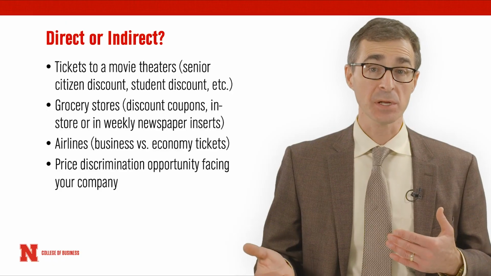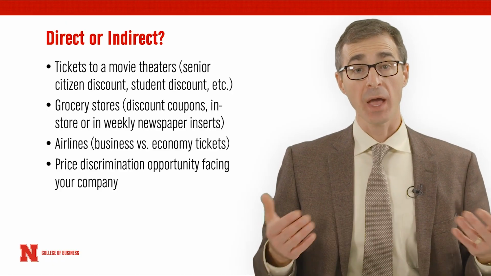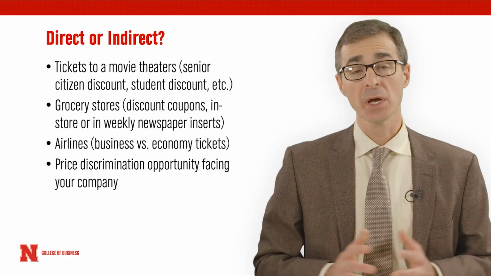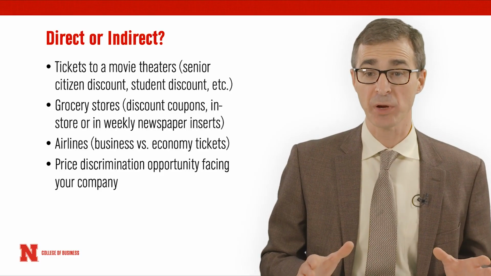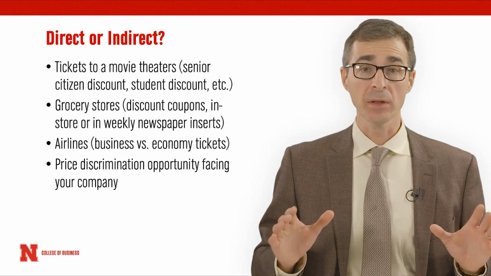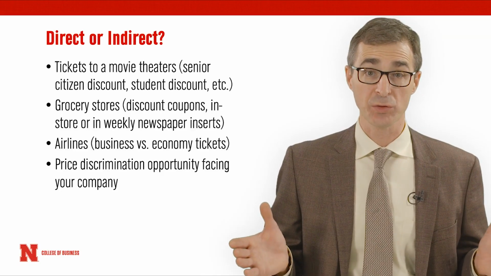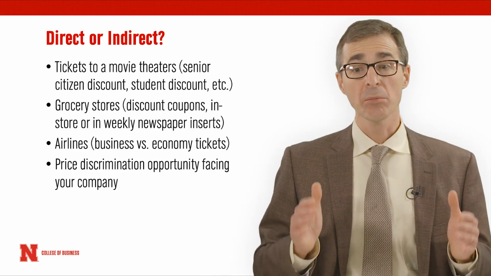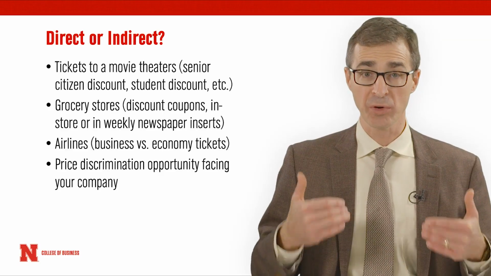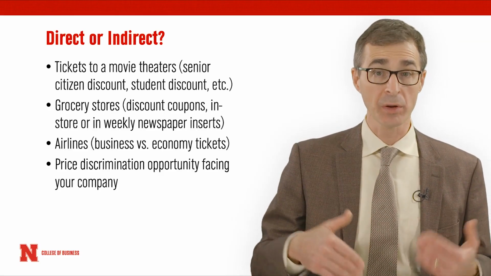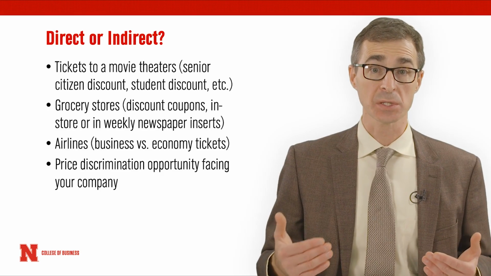Airlines offer business class and economy class tickets and develop pricing strategies to target those 2 different groups. Again, this is an example of indirect price discrimination. An airline cannot positively identify whether an individual is traveling on business or leisure, but buyers reveal their preferences and their membership to one group or another by certain actions and choices that they make.